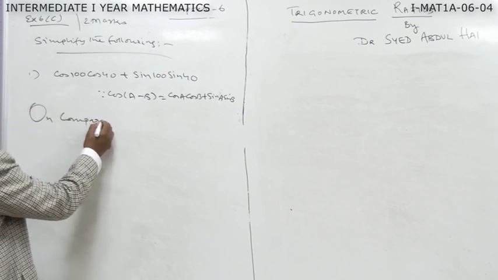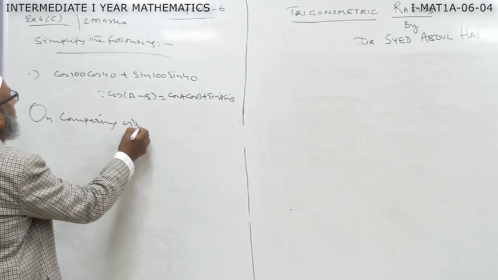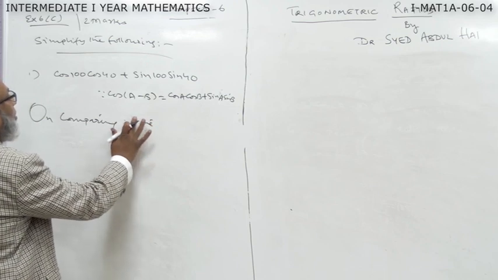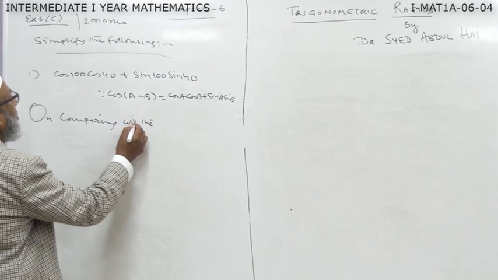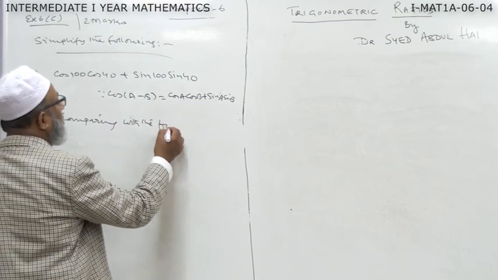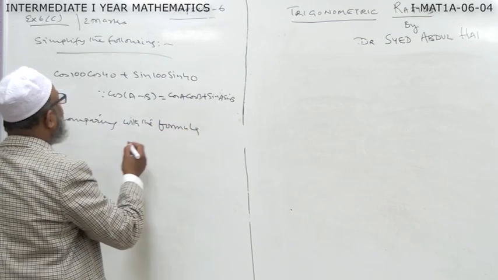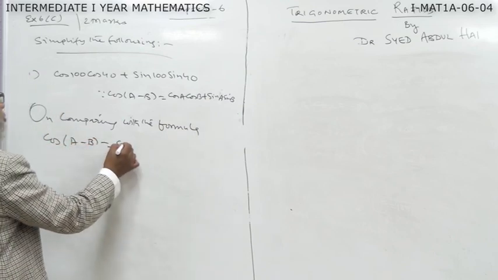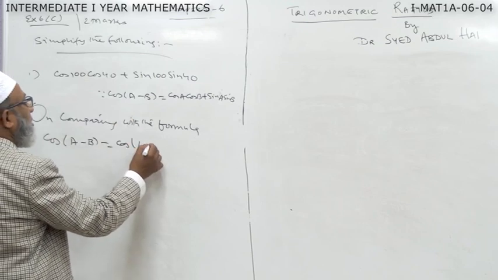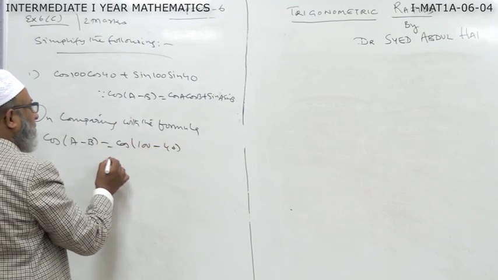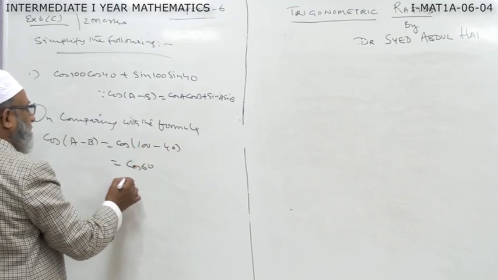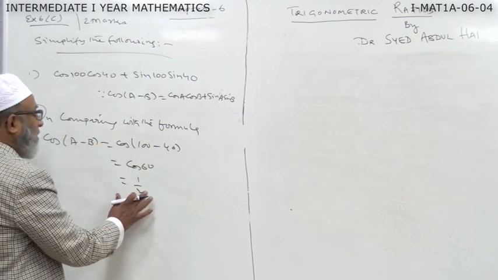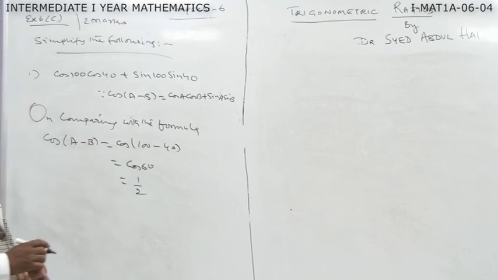on comparing with the formula, we have cos of A minus B, where A is 100, B is 40. 100 minus 40 is equal to cos 60. What is cos 60? 1 by 2. Therefore, the answer is 1 by 2. Is it clear?